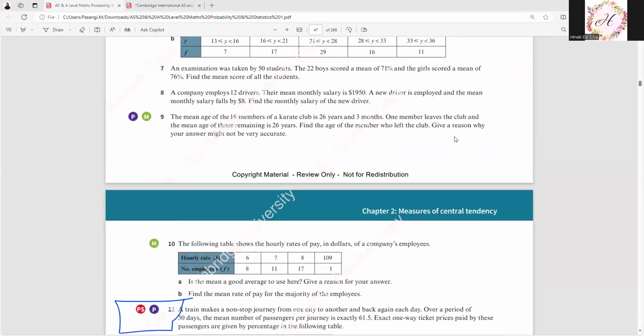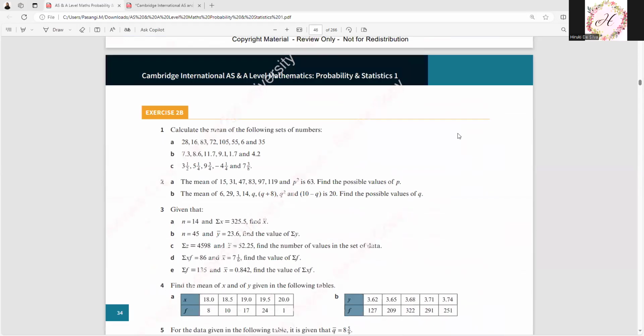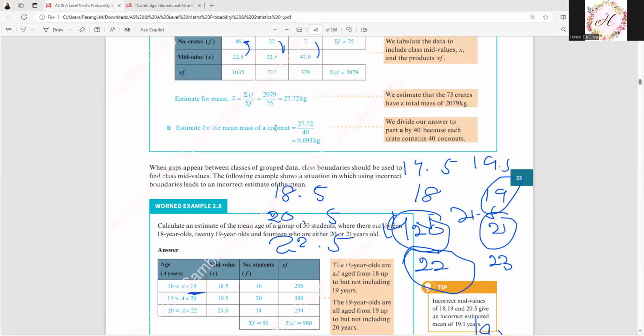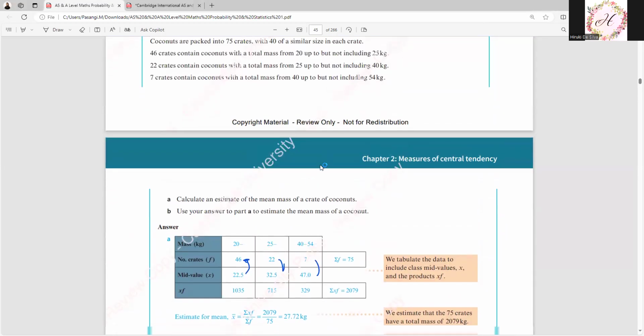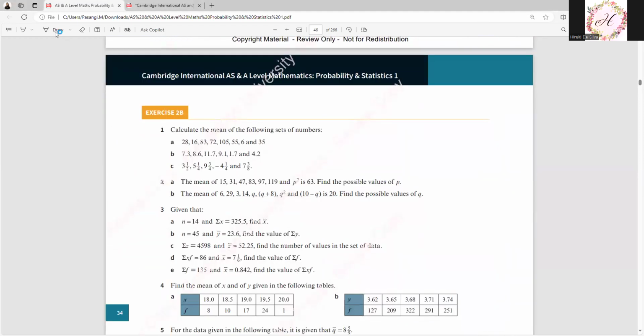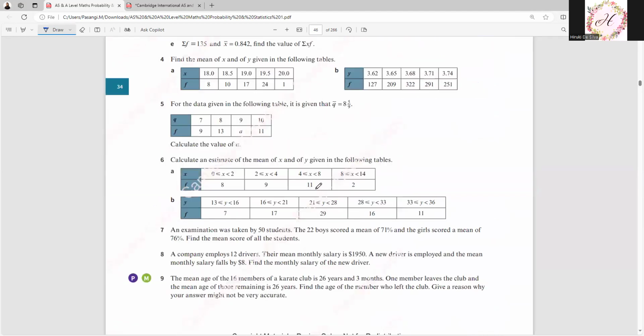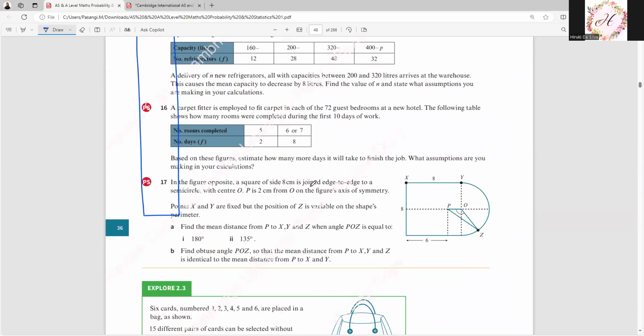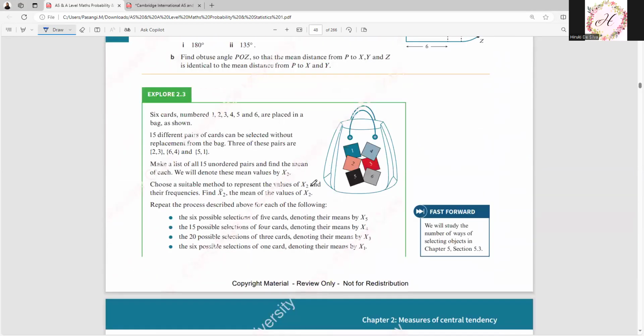Now, I think we stop from here, right? For the probability and statistics. Where is it? Yes, 2 point, this one I think we did. And yeah, we completed 2B as well. Okay, 2B, that means these ones. So after that, the last four ones. Okay, after that.